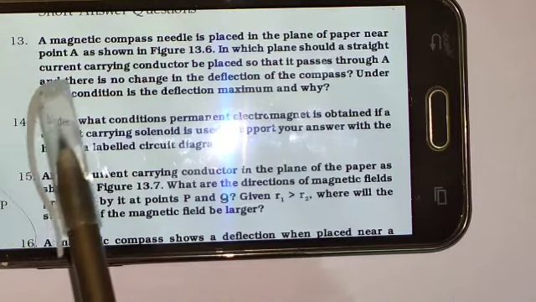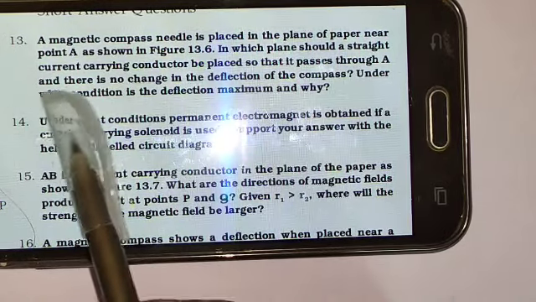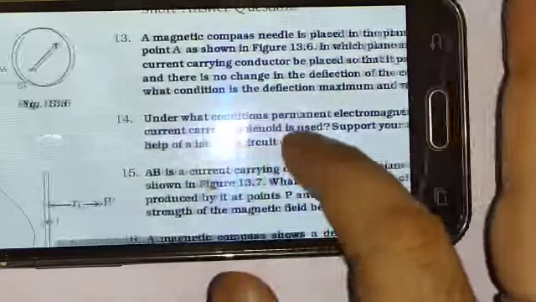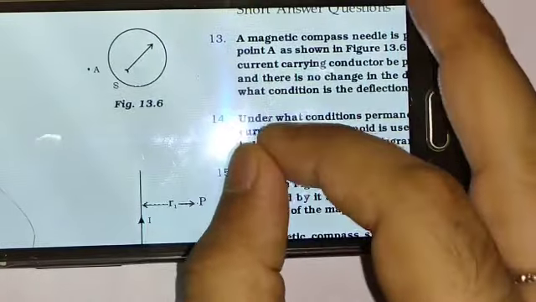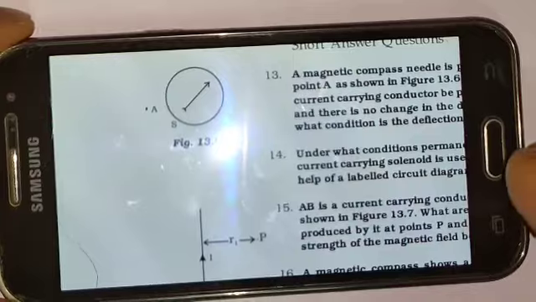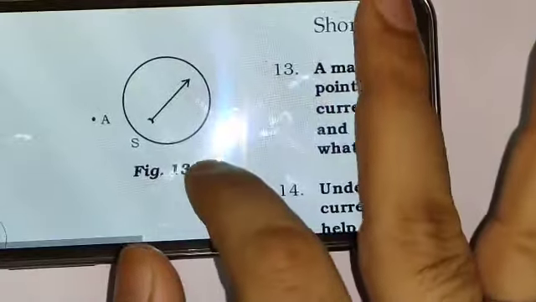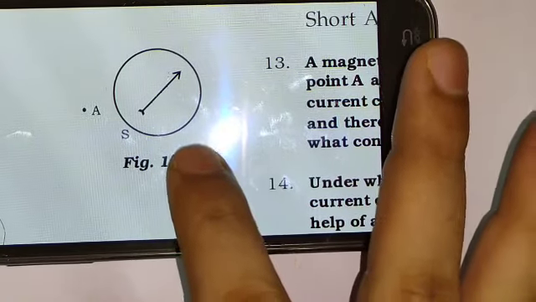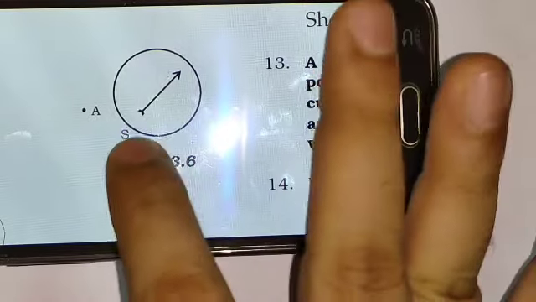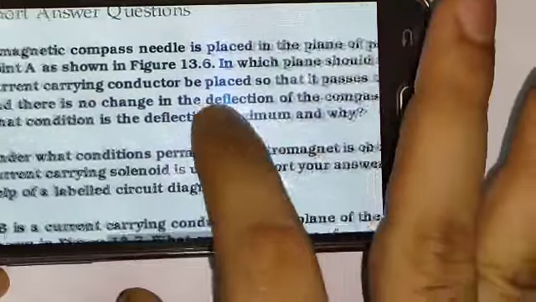The first question says: a magnetic compass needle is placed in the plane of the paper near the point A as shown in figure 13.6. The figure is right here. I hope all of you can see the figure. So this is the magnetic compass, point A is over there, and the compass is placed in the plane of the paper. Now let us move to understand the question more.